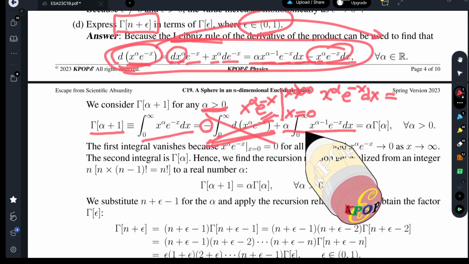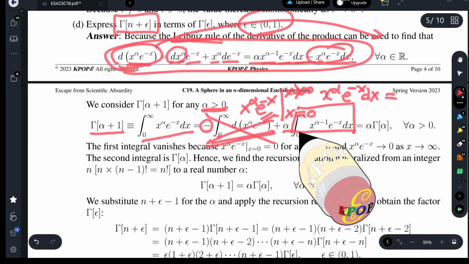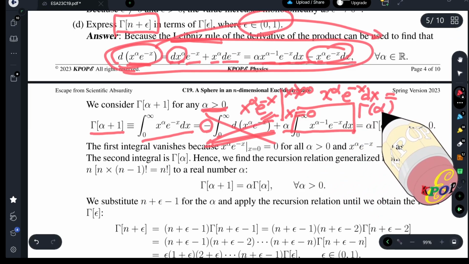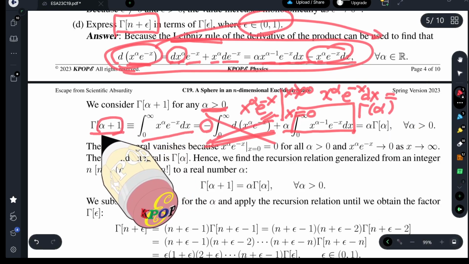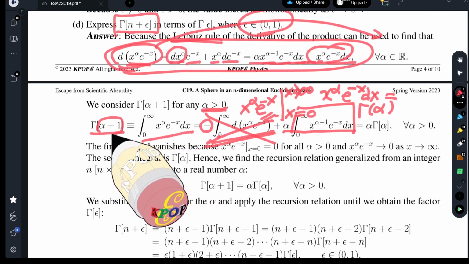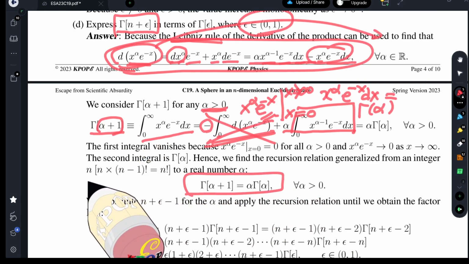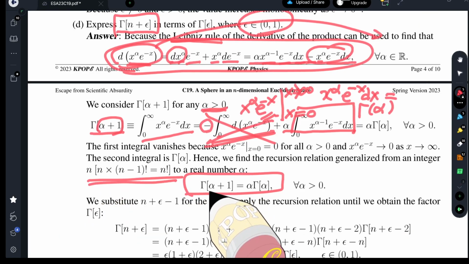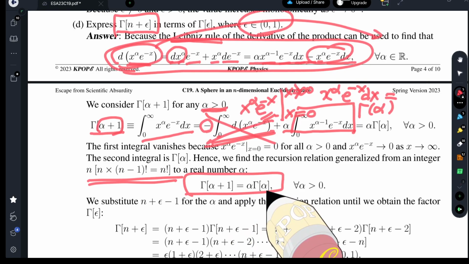Now we notice that the structure of this second term contains the gamma function evaluated at alpha instead of alpha plus 1. As a result, we have a recurrence relation just like the one that appears for the factorial function. Gamma of alpha plus 1 is always expressed as a product of alpha and gamma of alpha.